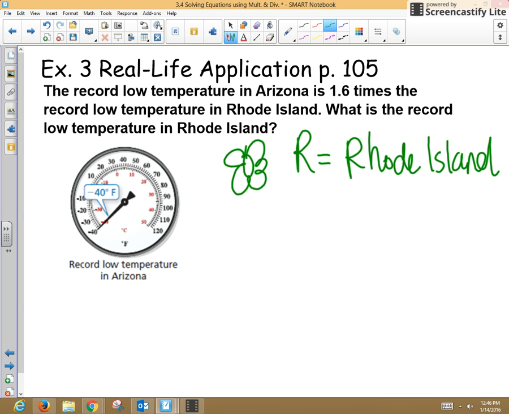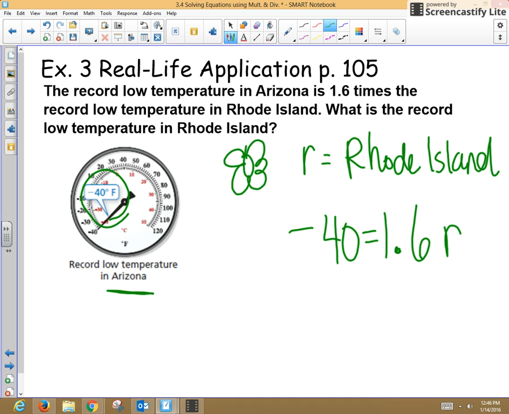And it says the low temperature is 1.6 times the low temperature of Rhode Island. So we have 1.6 times R, the Rhode Island temperature. I'm going to use the same lowercase. And this is equal to the temperature in Arizona. Now looking at the picture here, Arizona has a low temperature of negative 40 degrees, so I'm going to set that equal to negative 40. Now to isolate our variable, we need to undo the multiplication by dividing both sides by 1.6. And that cancels out.